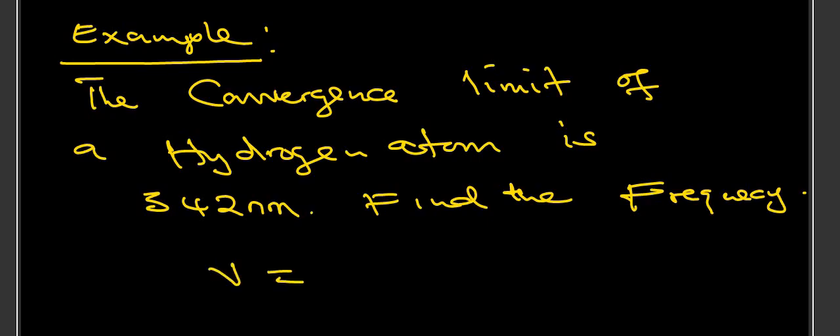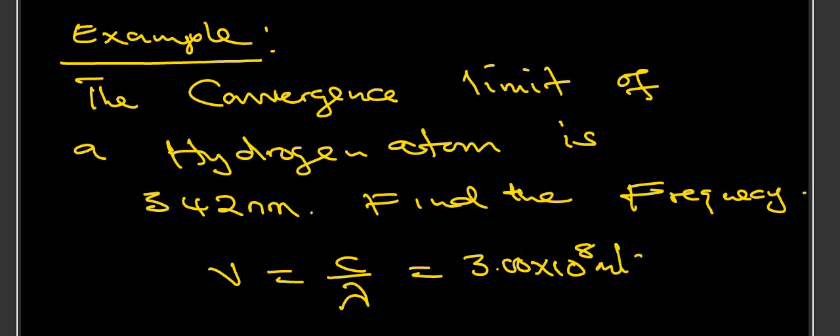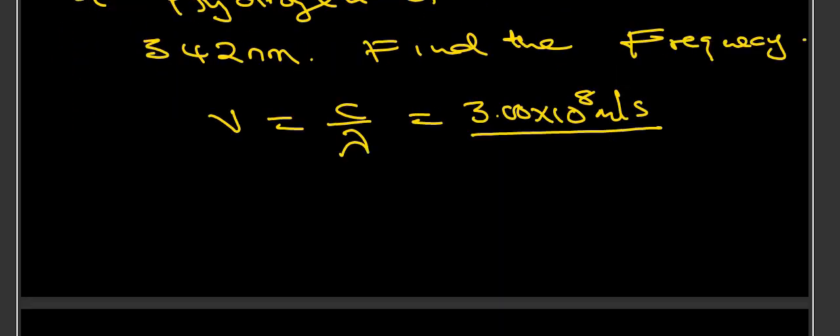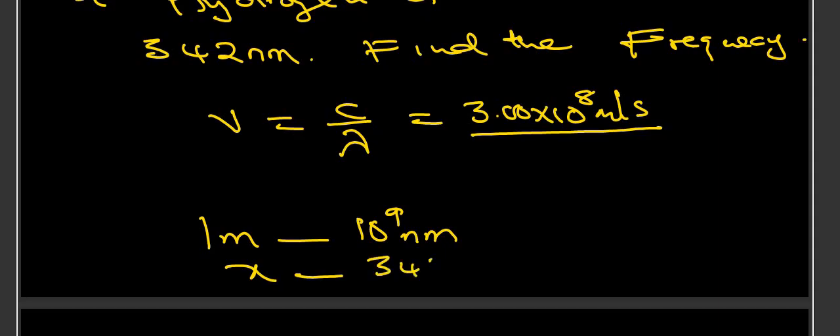Frequency is equal to the speed of light over the wavelength. The speed of light is always given: 3.00 times 10 to the power 8 meters per second. Then we have to put the wavelength, but it has to be in meters, so we need to convert it. 1 meter is equal to 10 to the power 9 nanometers, so 342 nanometers will be 3.42 times 10 to the power negative 7 meters.